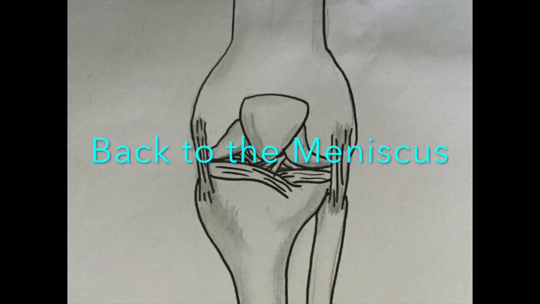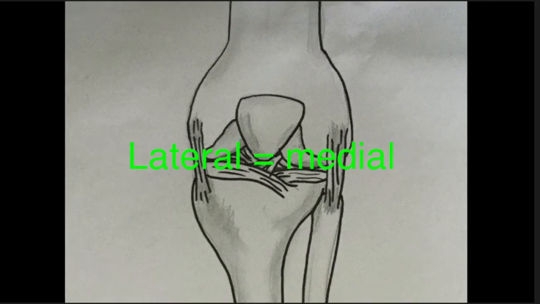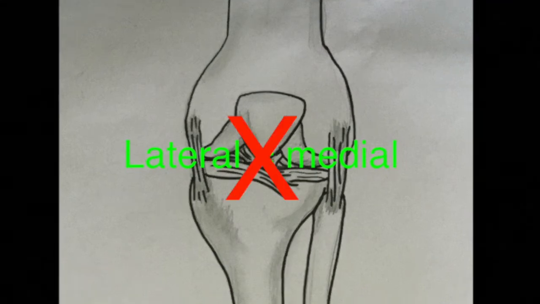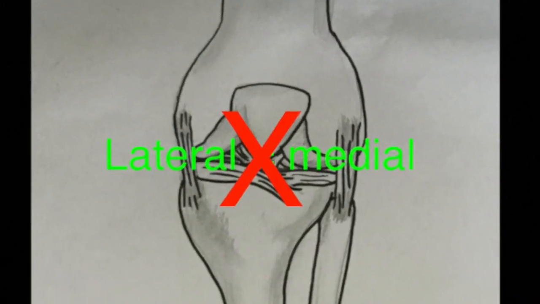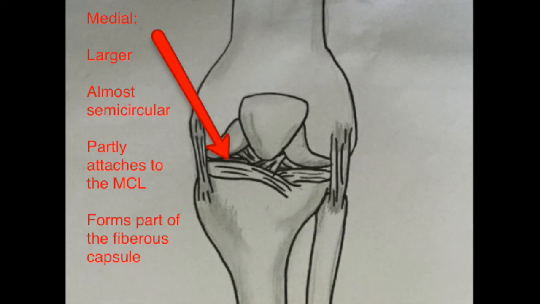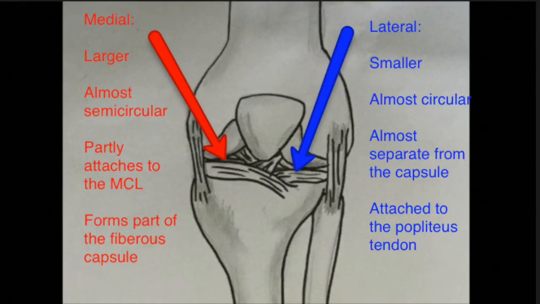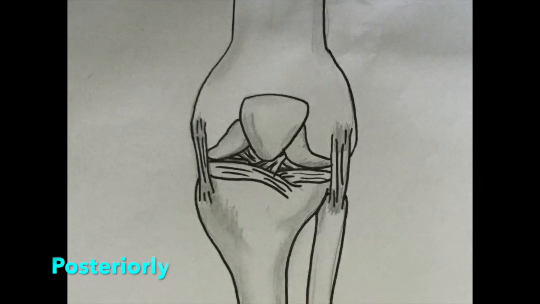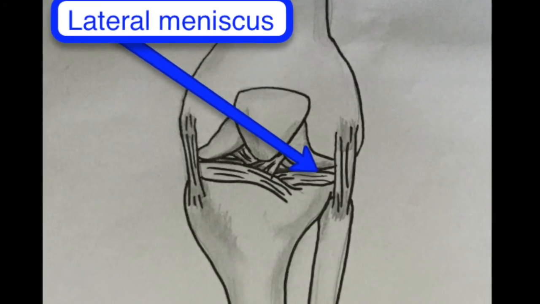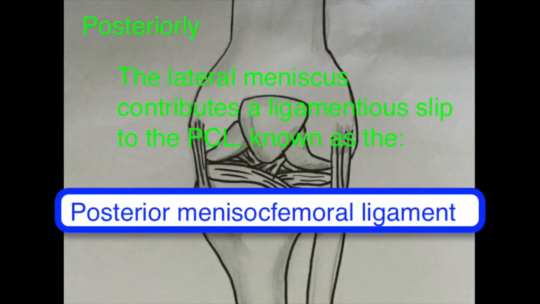So let's go back to the meniscus. Now you may think the lateral and the medial sides are exactly the same size. However, the medial side is larger, it's almost semicircular in shape, and it partly attaches to the MCL, forming part of a fibrous capsule. Lateral meniscus is almost circular and almost apart from the capsule. This is because it is also attached to the tendon of popliteus. Posteriorly, the lateral meniscus contributes a ligamentous slip to the PCL, known as the posterior meniscofemoral ligament.